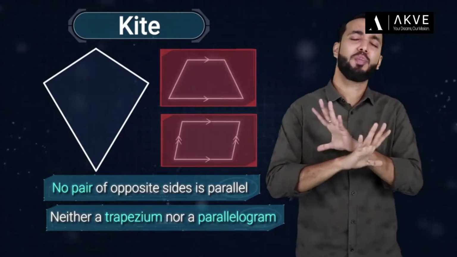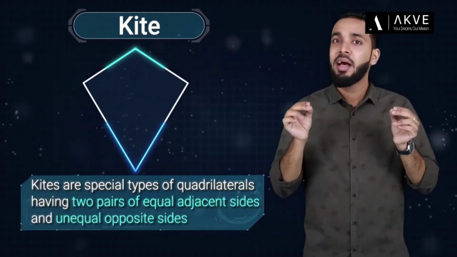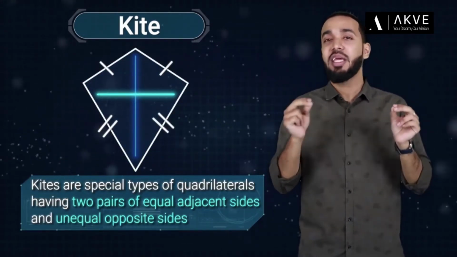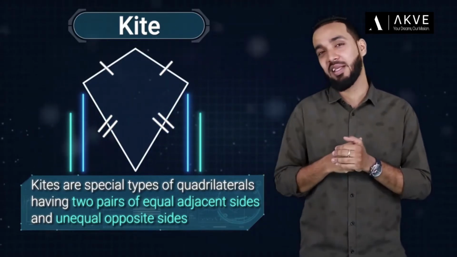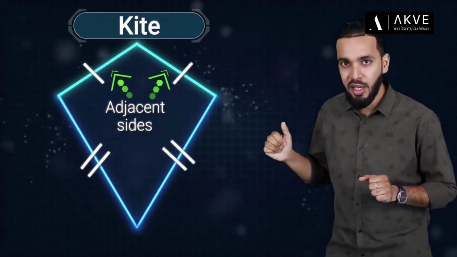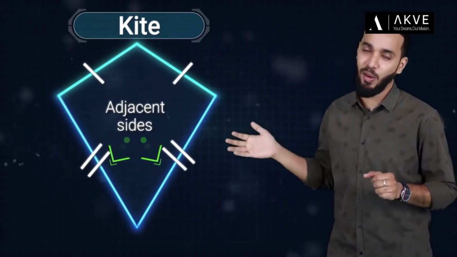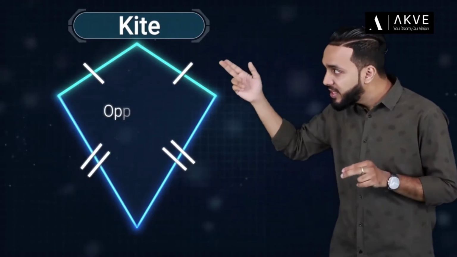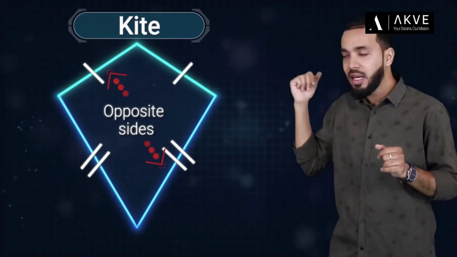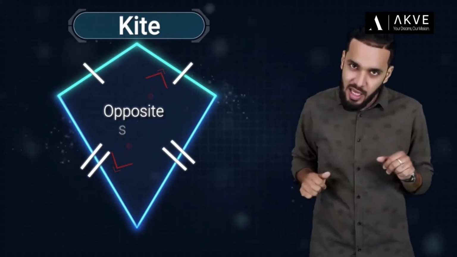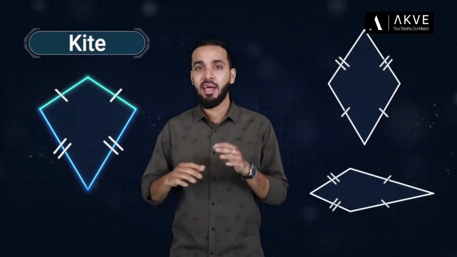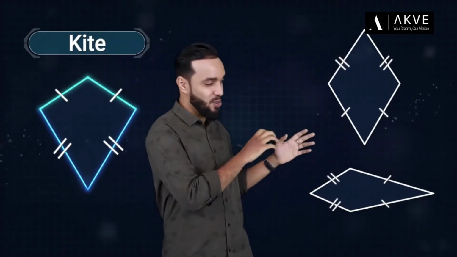Kites are actually special types of quadrilaterals having two pairs of equal adjacent sides and unequal opposite sides. Like in this kite, these two adjacent sides are equal and these two adjacent sides are also equal. And these two opposite sides are unequal and so are these two opposite sides. Following the same logic, this one's a kite and this one is also a kite.